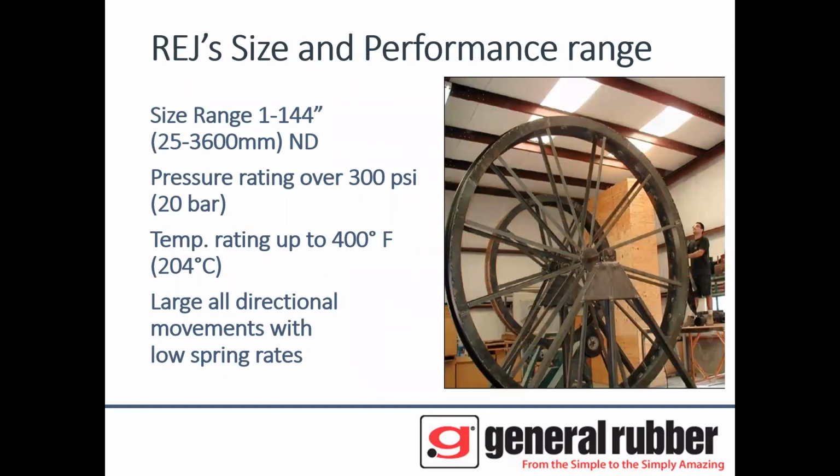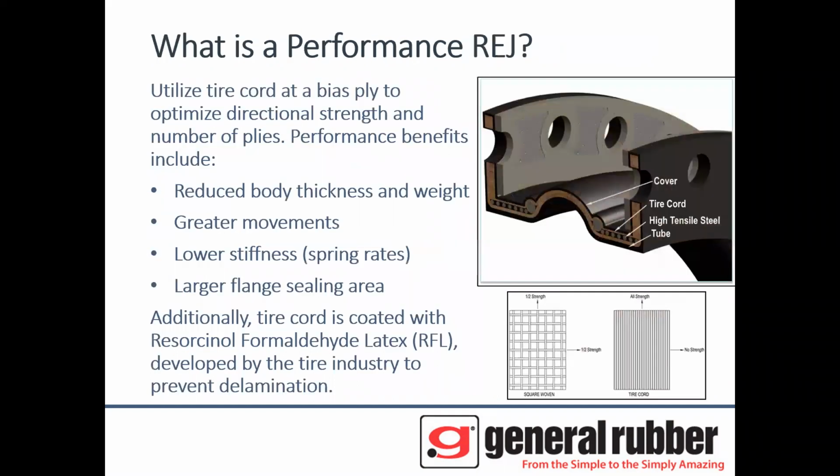In a review of our product, we manufacture expansion joints from 1 inch to 12 feet in diameter, pressures exceeding 300 psi, temperature range up to 400 degrees Fahrenheit. In almost all cases, we build in large all-directional movement with low spring rate or stiffness.